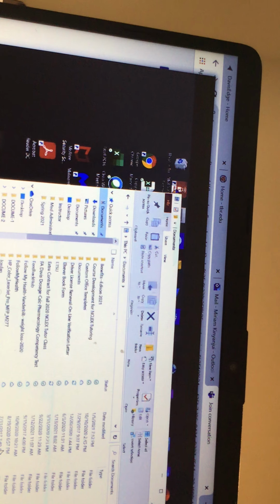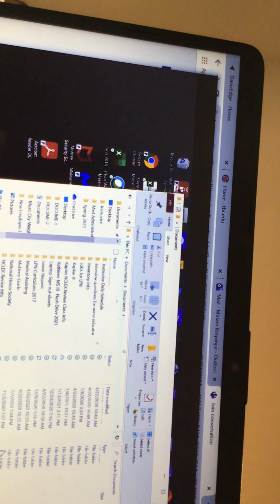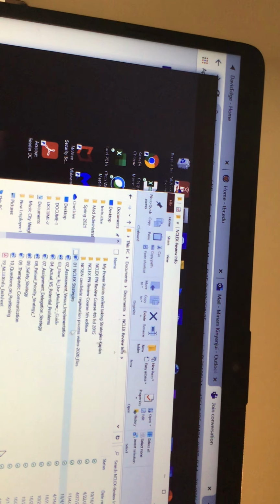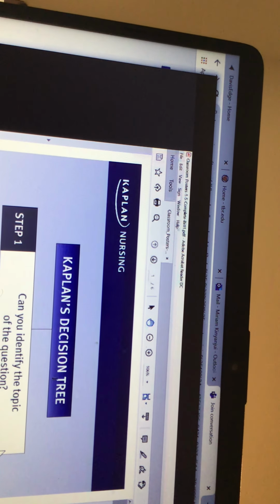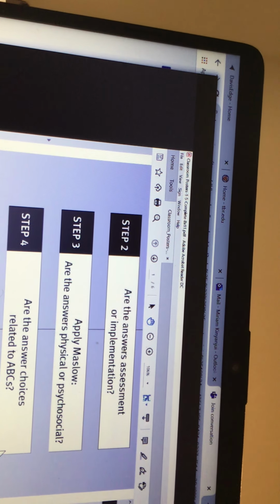Okay, so let me see, where did I put these posters? I think I know. Alrighty. So your posters will look, if you have them, something like this. And if you don't, let me know because I can get these to you. Give them to Miss White. Okay, there's your decision tree.